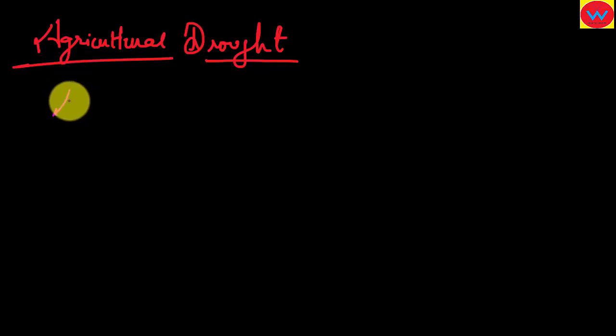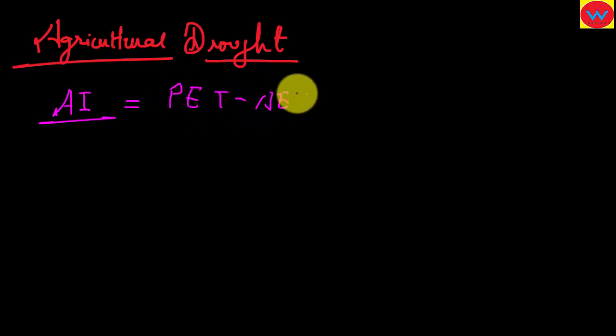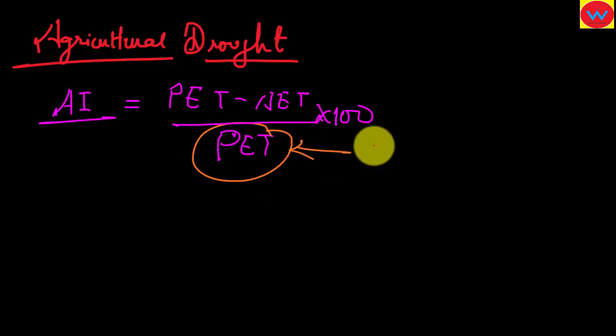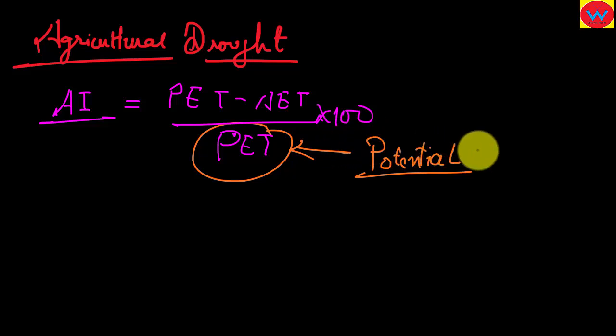The first term is the aridity index, which is (PET minus AET) divided by PET, times 100. Here PET is potential evapotranspiration. Potential means how much water can be used if sufficient moisture is always available in the ground surface and below the ground surface. That is potential evapotranspiration.